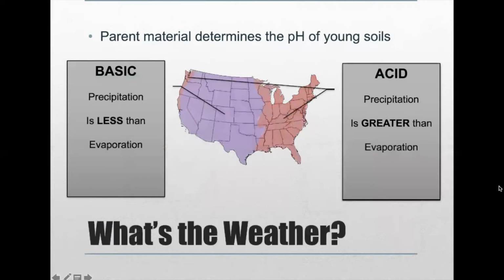The weather may also affect soil pH. Basic soils are found more where precipitation is less than evaporation. So these are places with very little rainfall. Compared to acidic soils where precipitation is greater than evaporation.